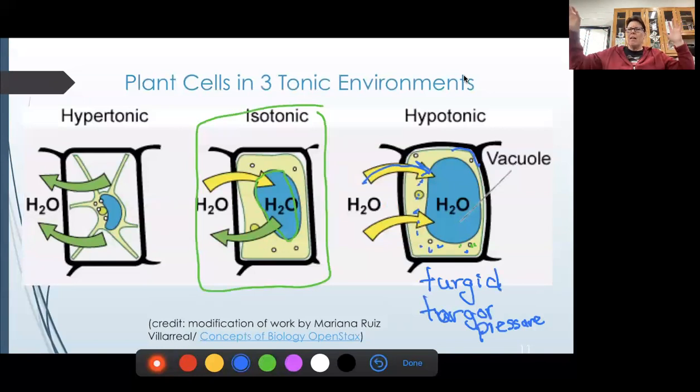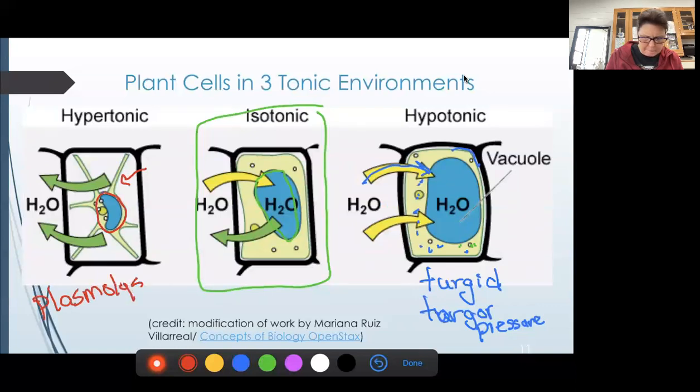The isotonic is, they're not quite as firm. They're kind of starting to get a little wilty over here. Oh, this is not good. My central vacuole is shrunk up. And not only is it shrunk up, but notice my cell membrane has pulled away from the cell wall, and that's called plasmolysis. And with plasmolysis, again, the cell membrane pulled away from the cell wall. And this is when my plant is referred to as being flaccid, or in our case, wilty.